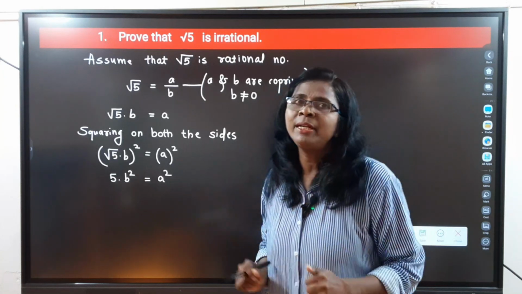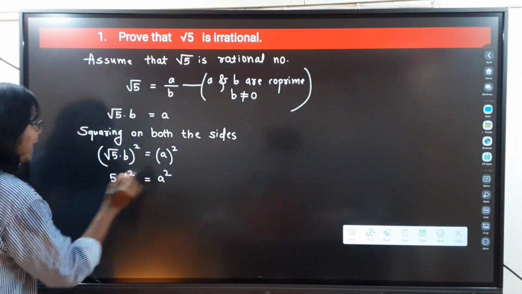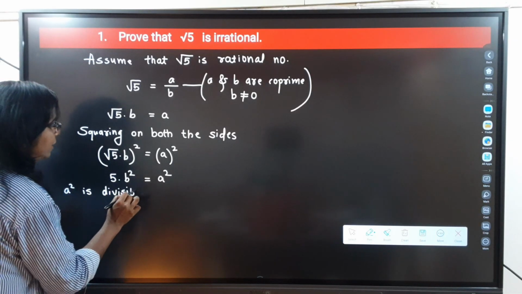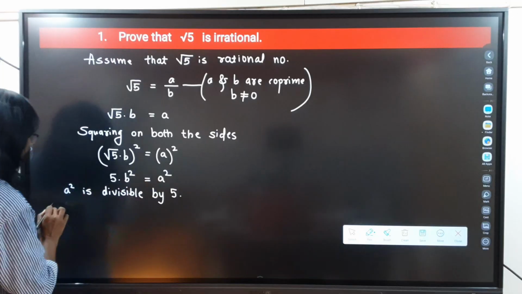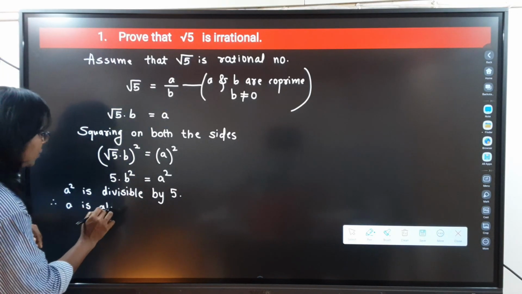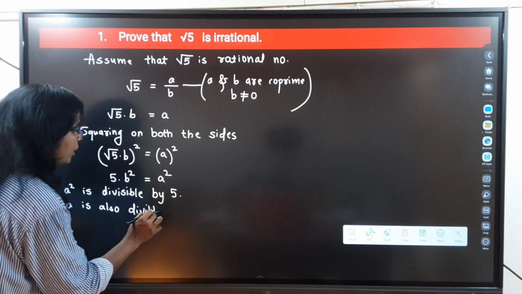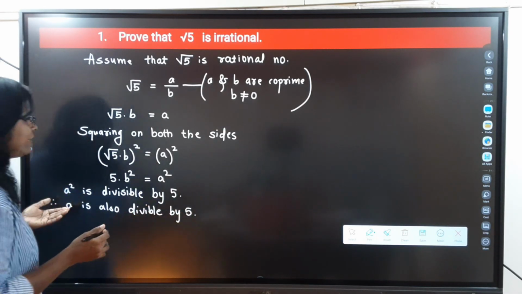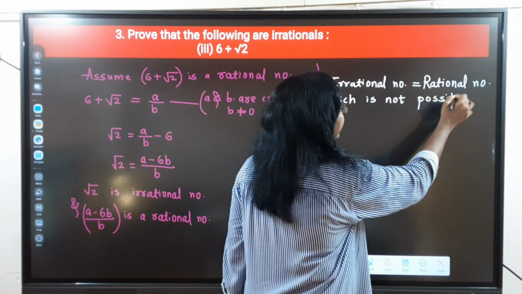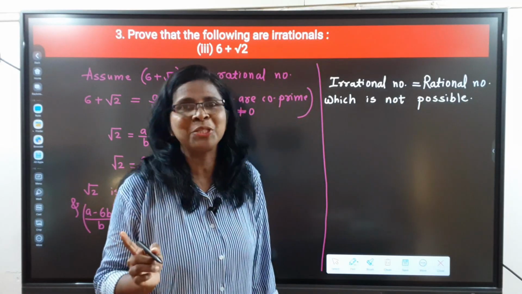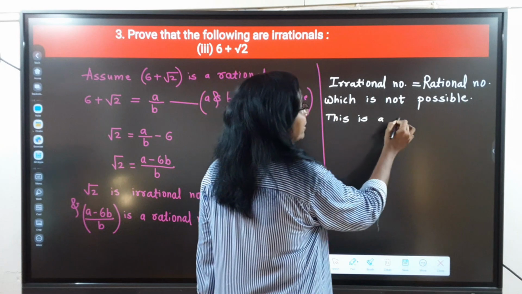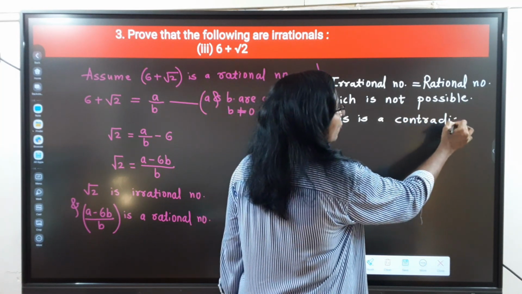What is the meaning of this statement? The meaning is that a square is divisible by 5, students, and therefore we can say that a is also divisible by 5. Because a square is divisible by 5, of course a is divisible by 5. That cannot happen at any cost, which is not possible, and therefore this is our contradiction.